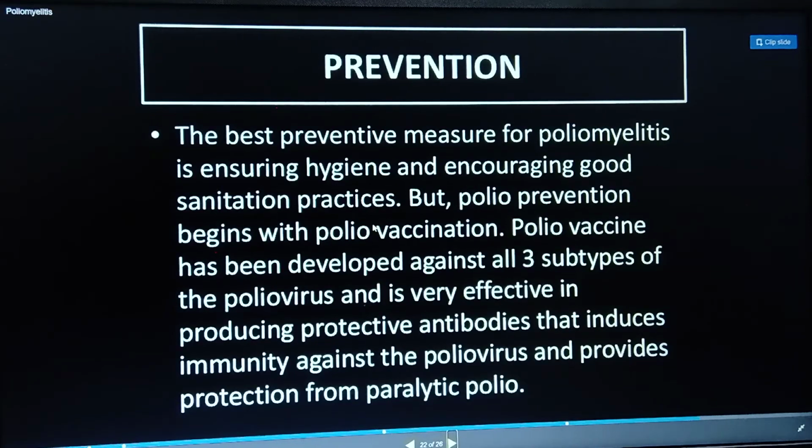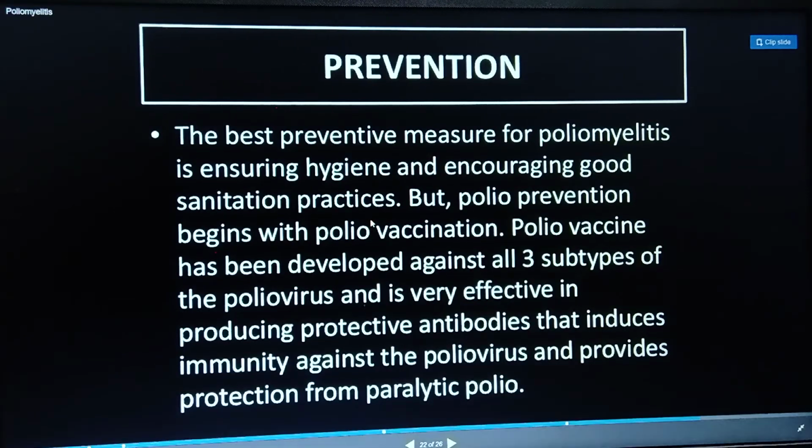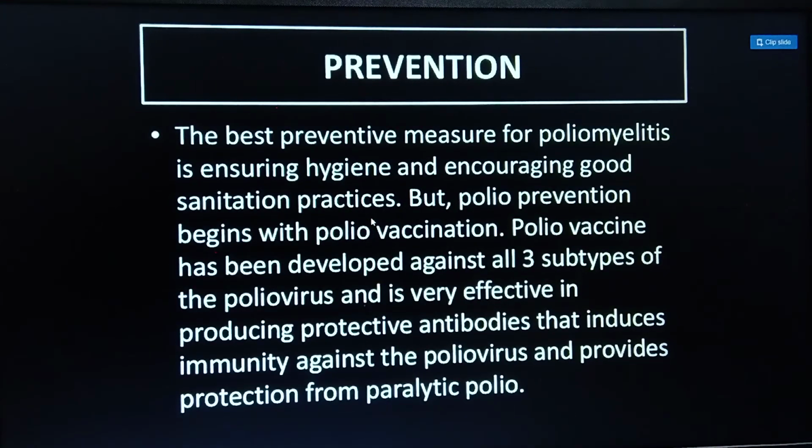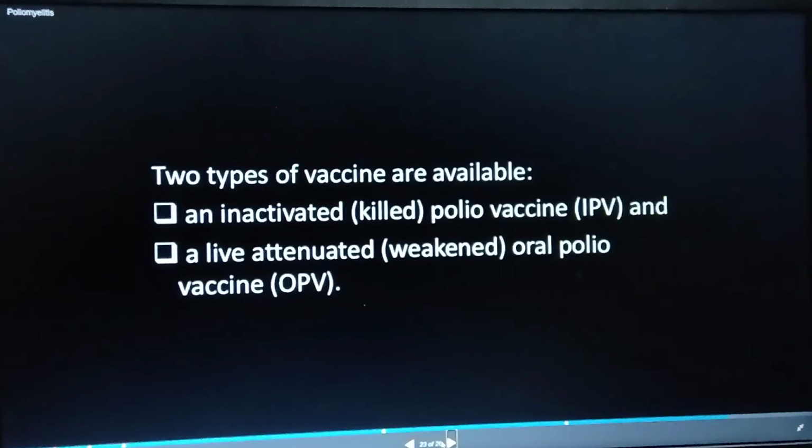So ensure that the person maintains proper hygiene, which is very important, and encourage good sanitation, and taking polio vaccines is very important in order to avoid the 3 subtypes of the polio virus. Okay, and antibodies are very important, and immunity is also important, and ensure that the patient is taking a good diet. Okay, and next, 2 types of vaccine: inactivated means killed polio vaccine, and live attenuated oral polio vaccine.